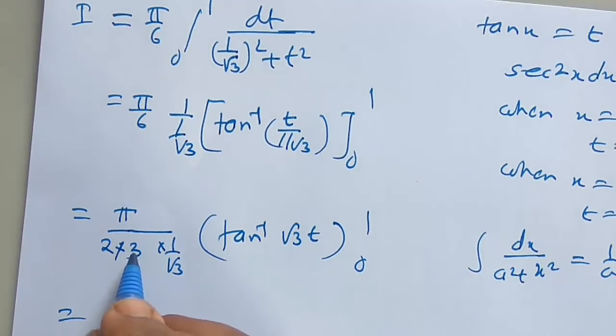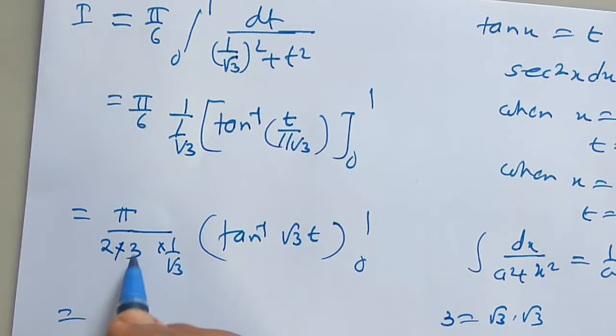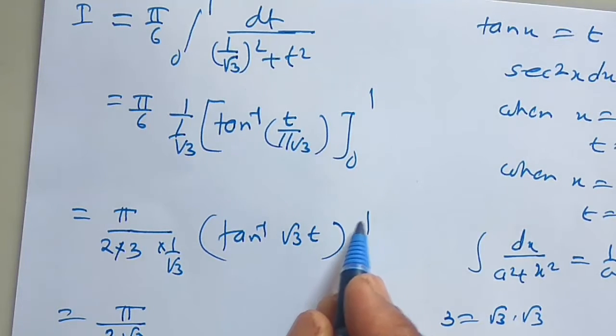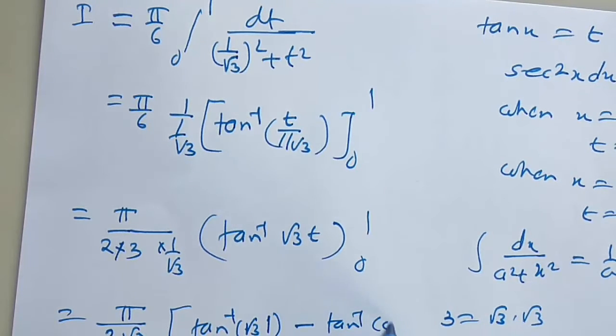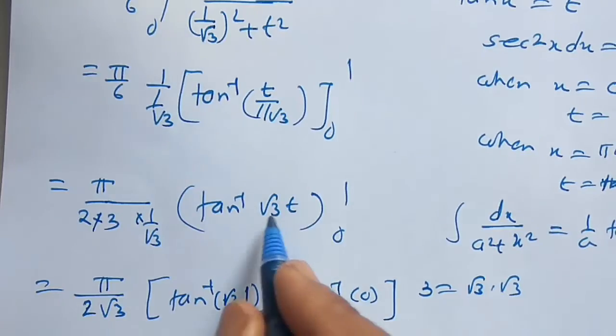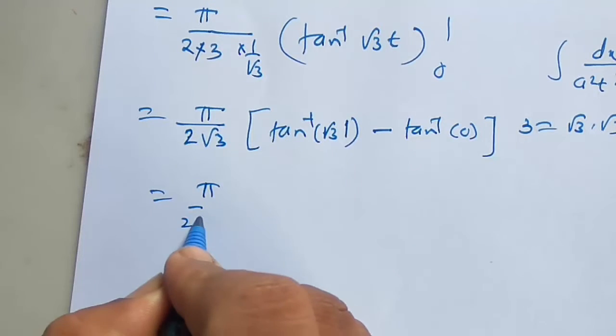So 3 is equal to root 3 into root 3. So one factor of root 3 gets cancelled, pi upon 2 into root 3. Now putting t equal to 1 first and subtracting, putting t equal to 0. So tan inverse of root 3 into 1 minus tan inverse of 0. Root 3 into 0 is 0. So it is pi upon 2 root 3.